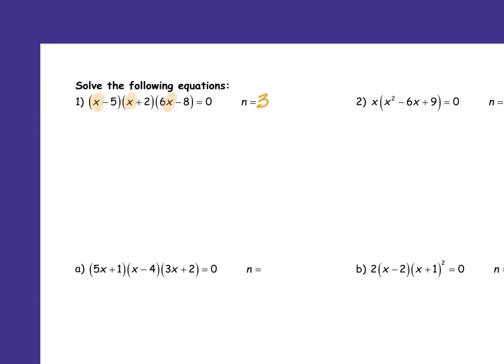Okay, so this is just like what we've been doing with the quadratic, right? So I have x minus 5 equals 0, x plus 2 equals 0, and 6x minus 8 equals 0. I have 3 things multiplied together that equals 0, so one of them has to be 0. Therefore, x is going to equal positive 5, negative 2, and positive 8 divided by 6, which is really 4/3. If you guys do not get what the answer is or how to find the answer when I just write it down, please let me know.